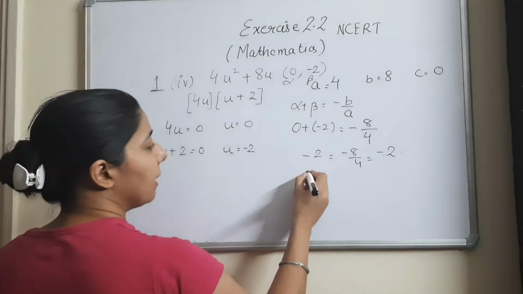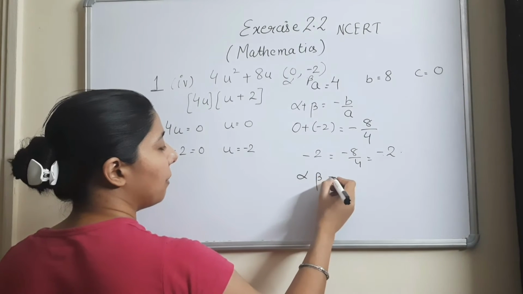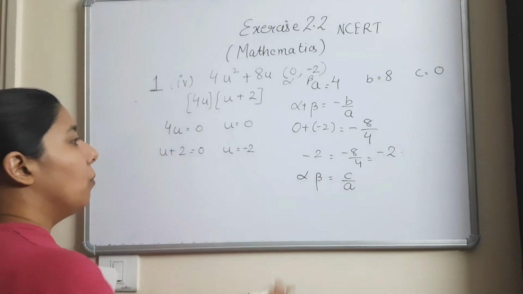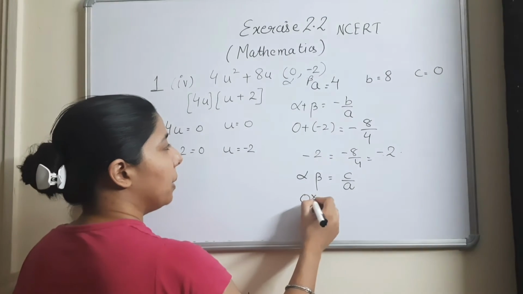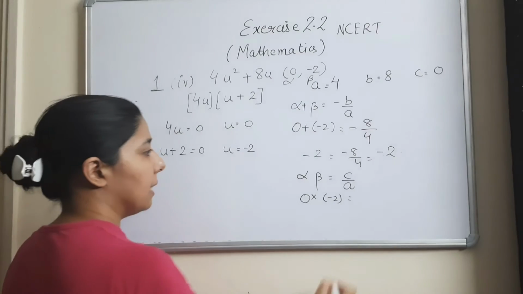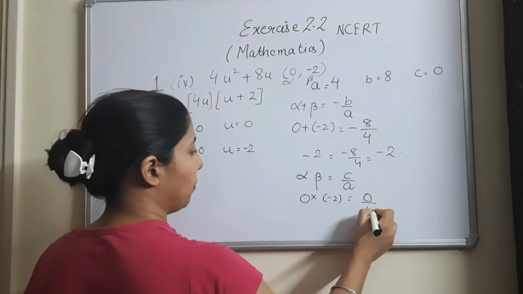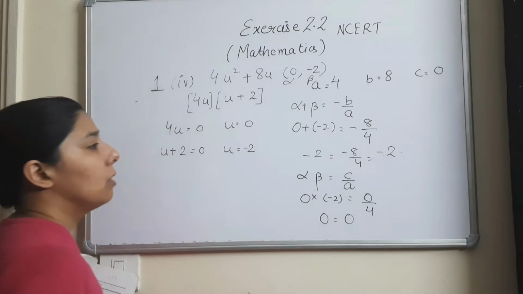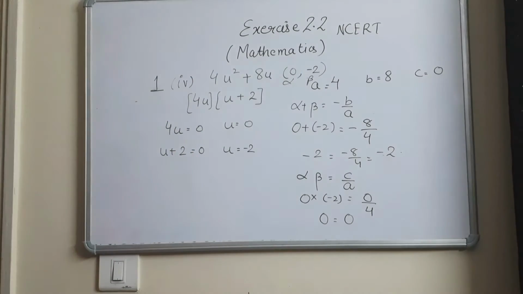So next we will take the product of zeros, that is alpha beta is equal to C by A. What is alpha? It is 0. What is beta? It is minus 2. That should equal, what is C? C is 0. And what is A? It is 4. So 0 into minus 2 is 0 and 0 by 4 is 0. So the result is verified in question number 3 also.